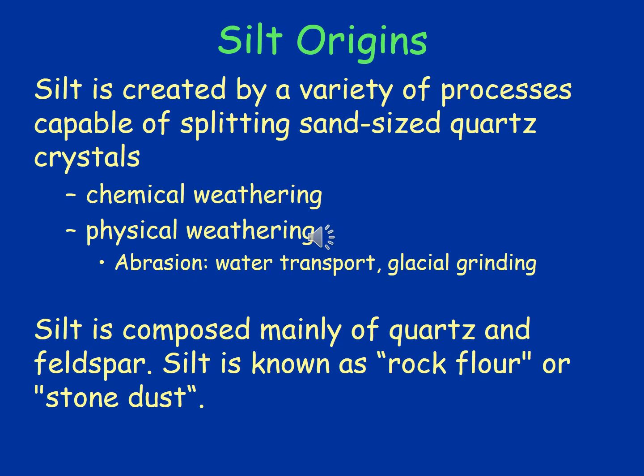So silt is created from processes of weathering, chemical and physical weathering, like abrasion, that can split very small sand-sized quartz crystals. Even though quartz is very resistant, it can be somewhat broken down. It usually gets to a smallest silt-sized particle, and then those processes can't break it down any further. But it is broken down a little bit from bigger chunks. Silt is composed mainly of quartz and also another mineral called feldspar, which is pretty resistant to being weathered as well. Silt is sometimes called rock flour or stone dust.